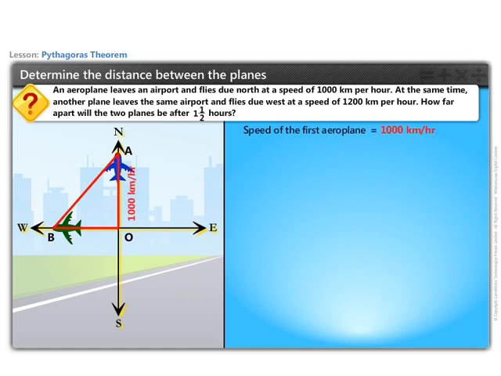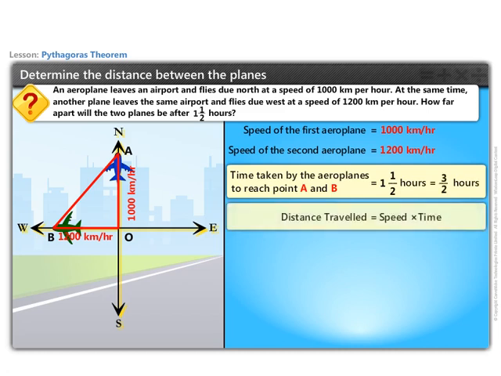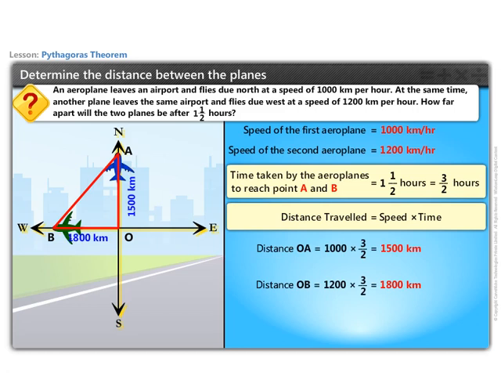Speed of the first aeroplane is equal to 1000 km per hour. Speed of the second aeroplane is equal to 1200 km per hour. Time taken by the aeroplanes to reach points A and B respectively is 1.5 hours, that is 3/2 hours. We know that distance travelled is equal to speed into time. Substituting the known values, we get distance OA is equal to 1500 km and distance OB is equal to 1800 km.